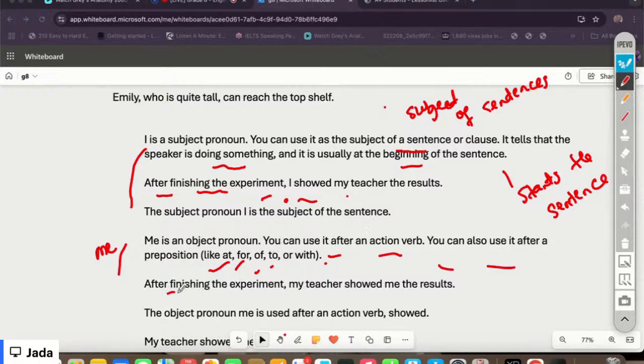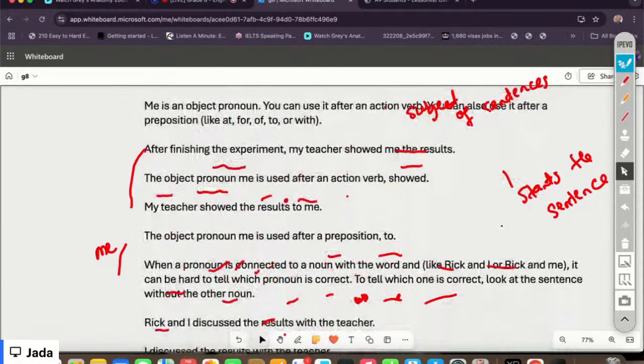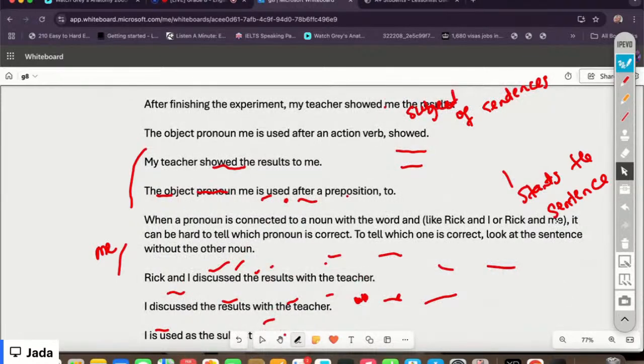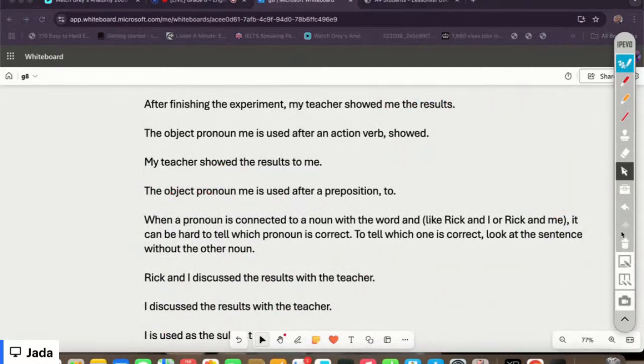Just like it says, after finishing the experiment, my teacher showed me the results. So, me over here. The object pronoun me is used after an action verb, showed. So you can see that showed over here is an action verb, and that's when we have me. Okay? So, we also have my teacher showed the result to me. The object me is used after a preposition too. So this is like two different sentences. This one is used after an action verb, and this is used after the preposition.